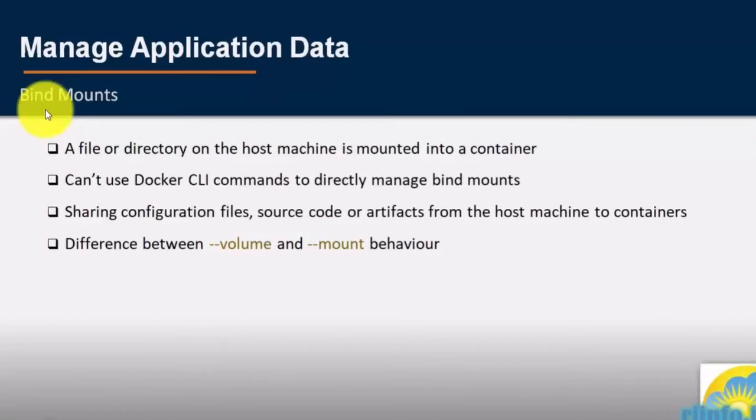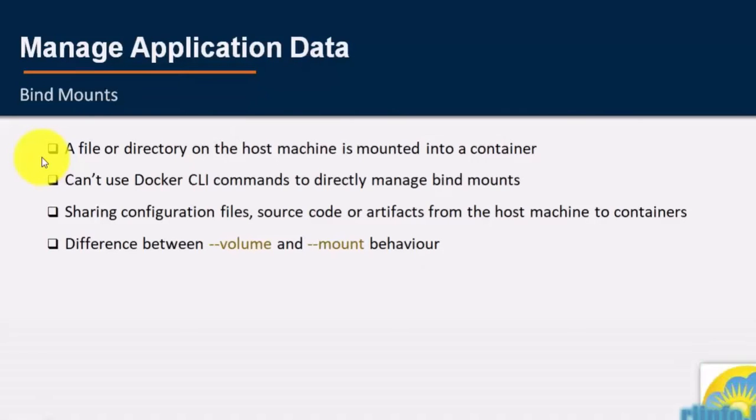In this nugget, we will learn about bind mounts. When you use a bind mount, a file or a directory on the host machine is mounted into a container. The file or directory is referenced by its full path on the host machine. The file or directory does not need to exist on the Docker host already. It is created on demand if it does not exist yet.